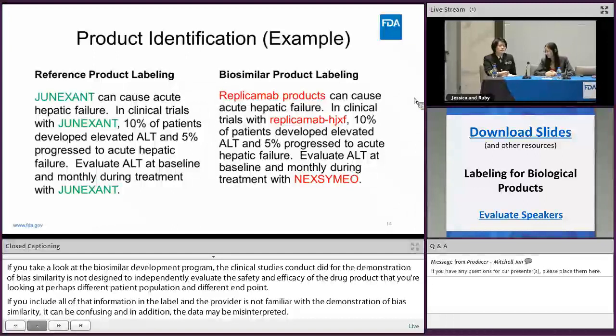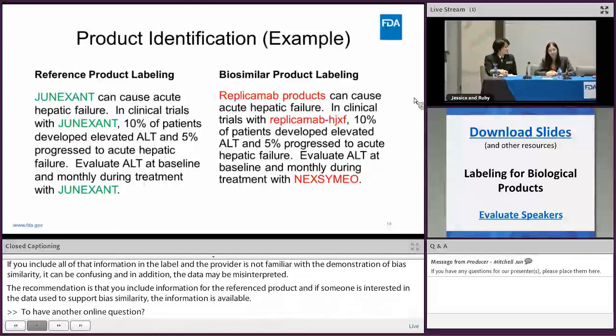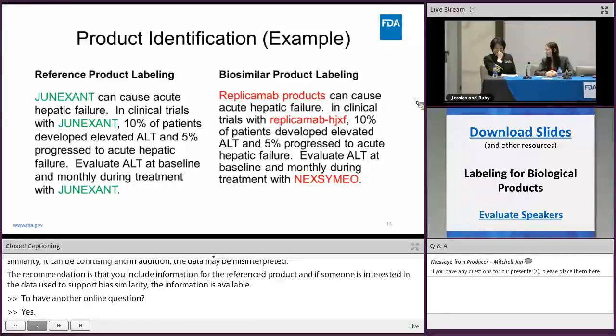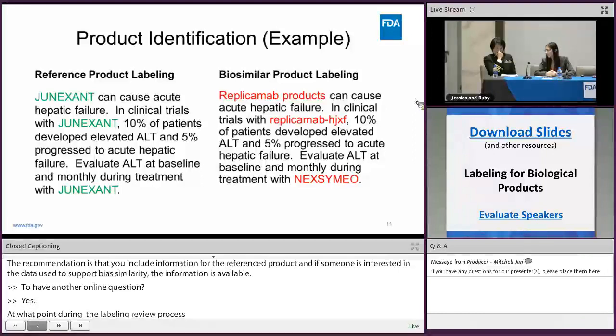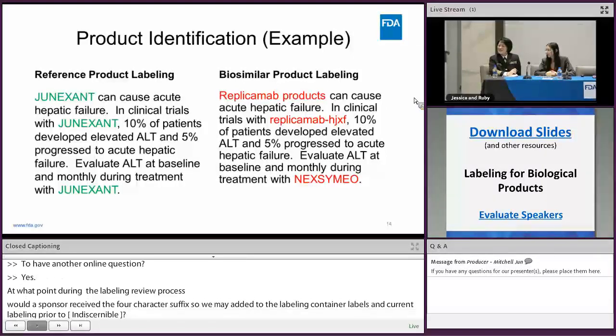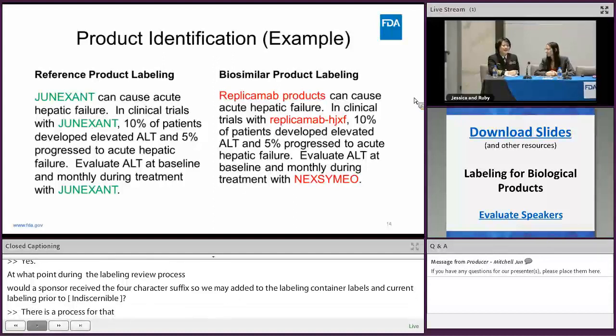Okay, do we have another online question? Yes. At what point during the labeling review process would a sponsor receive the 4-character suffix so we may add it to the labeling, container labels, and carton labeling prior to PDUFA? Yeah, I have DMEPA folks here. There is a process for that. Usually they're looking at the proprietary name, they're looking at the suffix. So you definitely will receive that information before the go date. There should be sufficient time for that to be vetted.